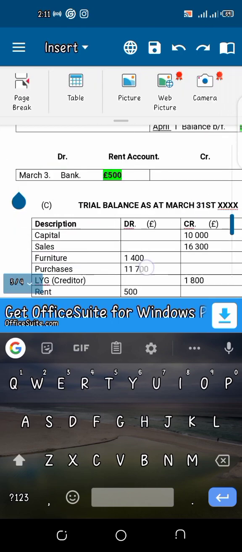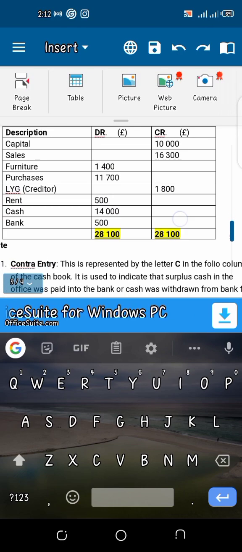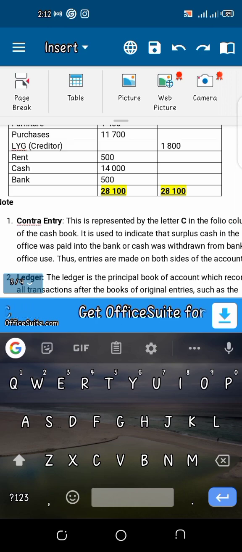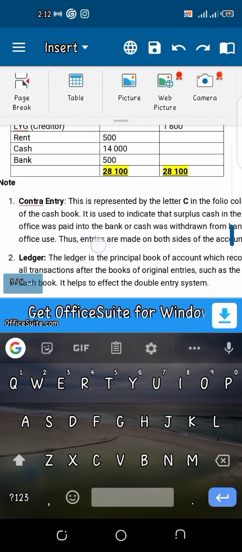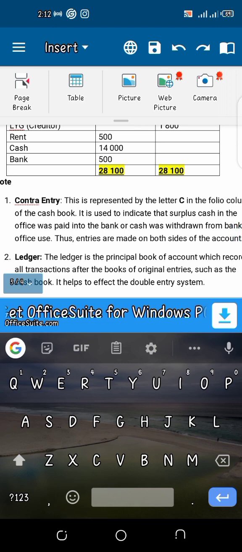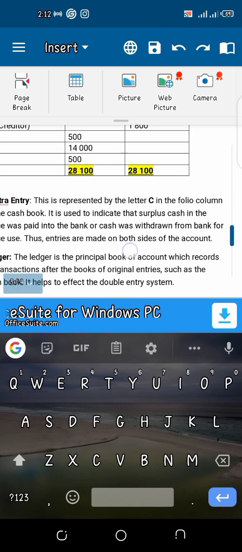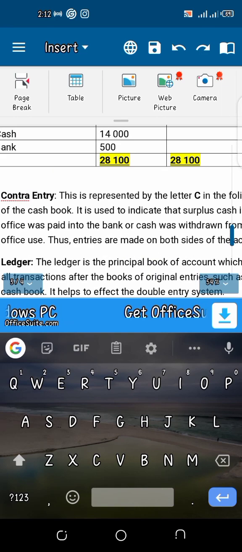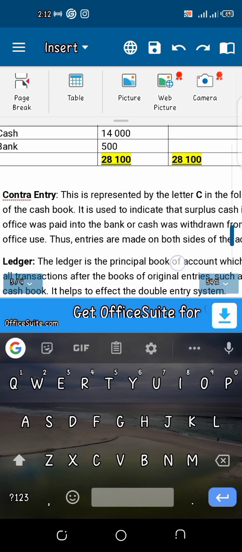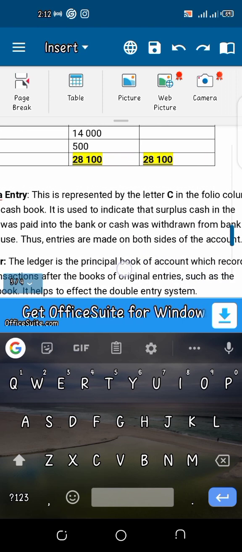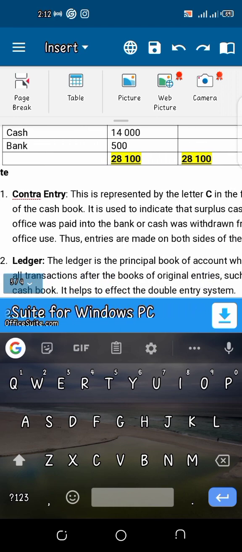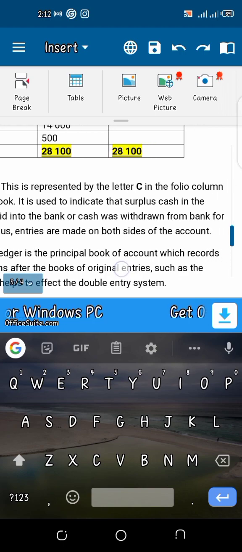That's the trial balance. The total of the trial balance is 28,100 on both sides, and we show that the account is okay. Now note the contra entry. This is represented by the letter C in the folio column of the cash book. It is used to indicate that surplus cash in the office was paid into the bank, or cash was withdrawn from bank for office use. Thus, entries are made on both sides of the account.